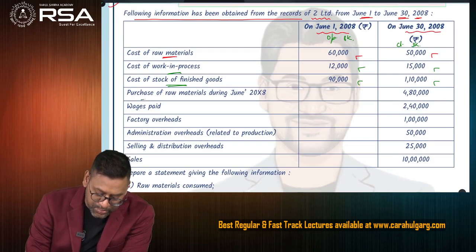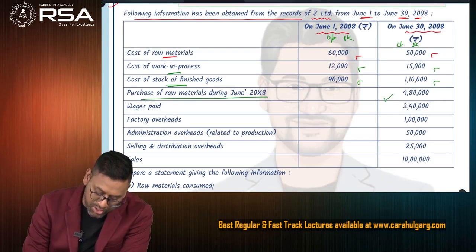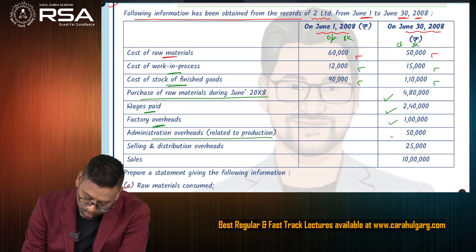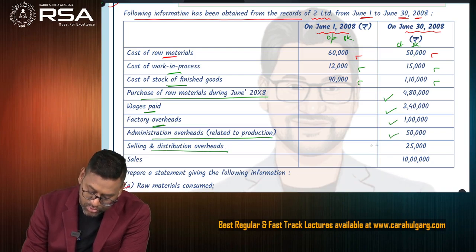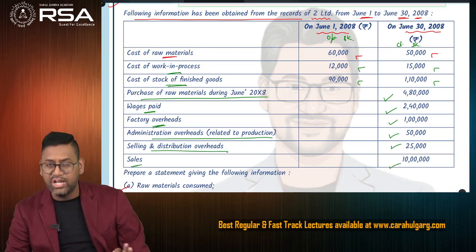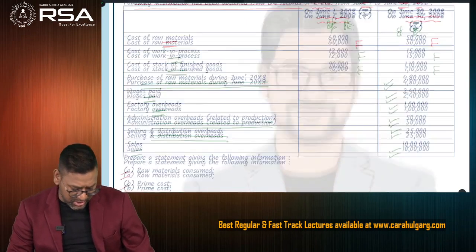Then it says purchase of raw material during this month is 4,80,000. You paid the wages 2,40,000. There was a factory overhead of rupees 1 lakh. Administration overhead related to production is 50,000. Selling and distribution overhead is 25,000, and the sales is rupees 10 lakh. So each and every item is clearly understandable. There is no hard thing in this question.